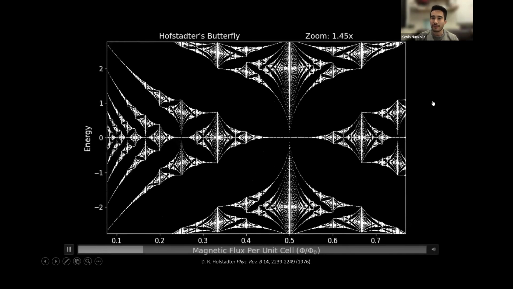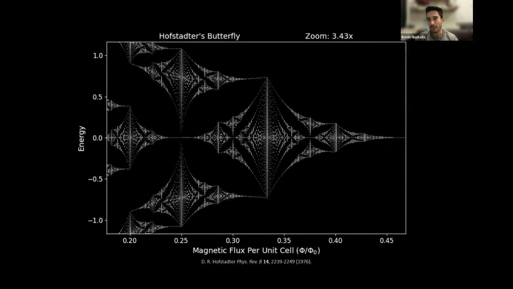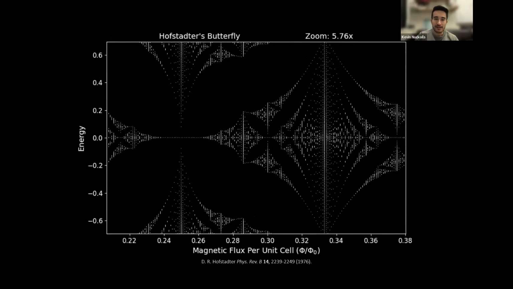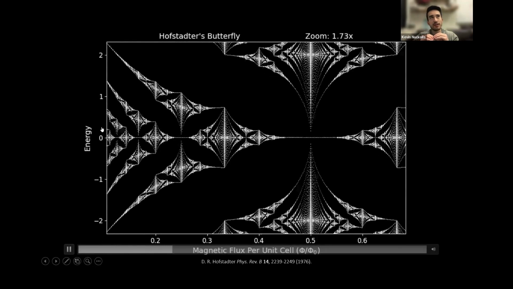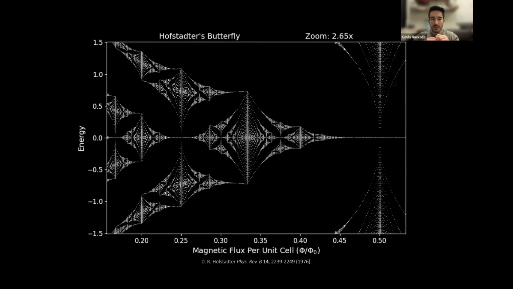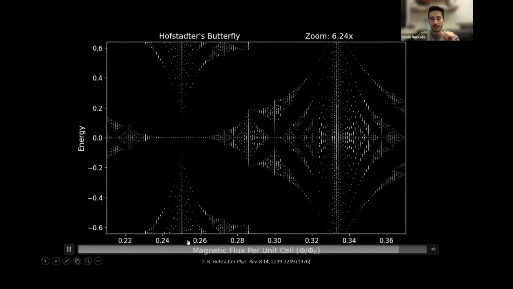This is Hofstadter's butterfly. It's one of the most remarkable fractal structures in nature, and is a very rare example of an exact solution in quantum mechanics. This very famous plot here shows the allowed energy levels of a two-dimensional flat sheet of electrons under the extreme conditions of an enormous magnetic field.